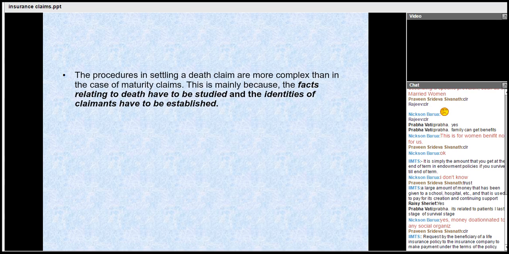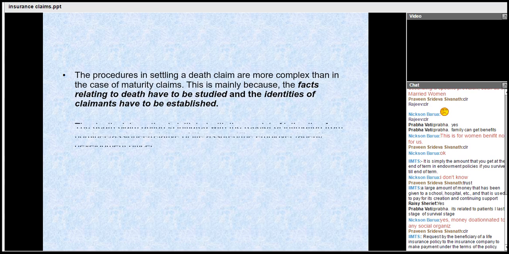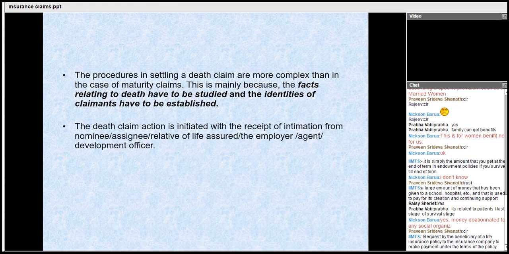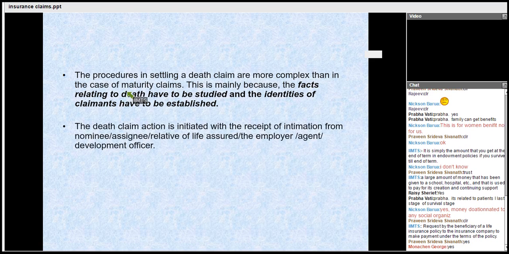Claims may be payable not on the date of maturity but later in installments. The insurance company makes payment under the terms of the policy, which may be taken on the date of maturity. The settlement process may continue for a few years. The procedures in settling a death claim are more complex than in the case of maturity, mainly because the facts relating to the death have to be studied and identities of claimants have to be established.